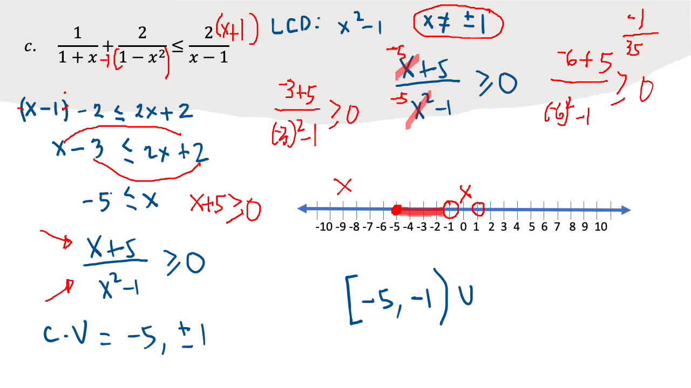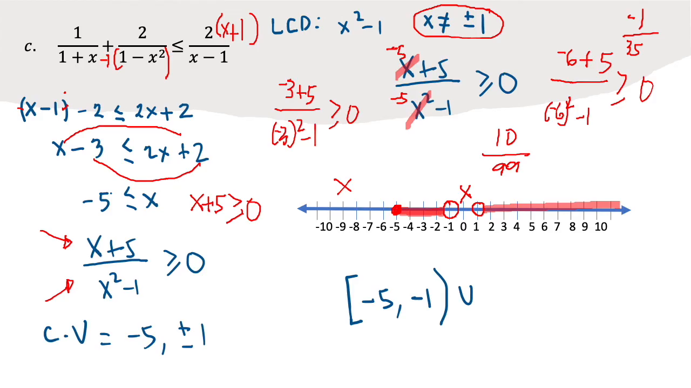So how about from positive 1 up to infinity? Say for example, if this is part of the solution, let's use 5. So 5 plus 5 gives us 10. And then 10 times 10 is 100, minus 1 is 99. So 10 divided by 99 is a positive number, therefore greater than 0. So meaning to say, from positive 1 up to positive infinity is part of the solution.